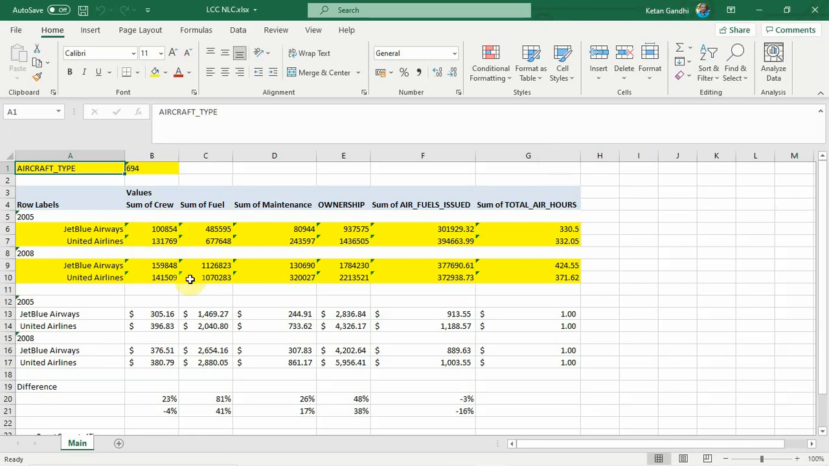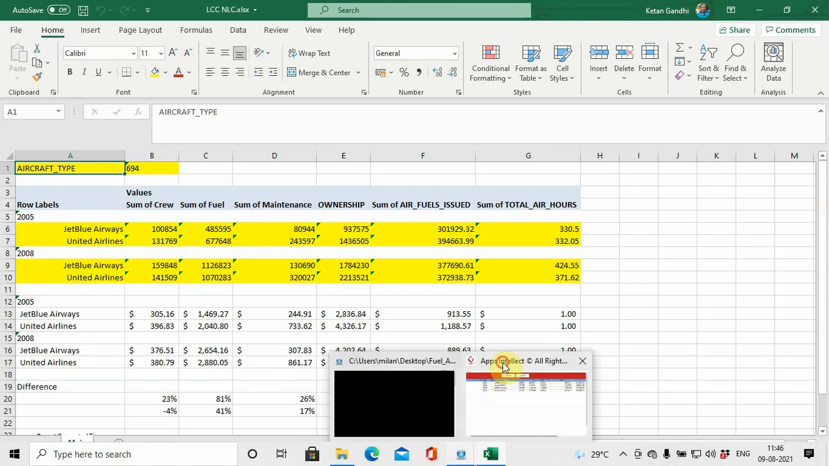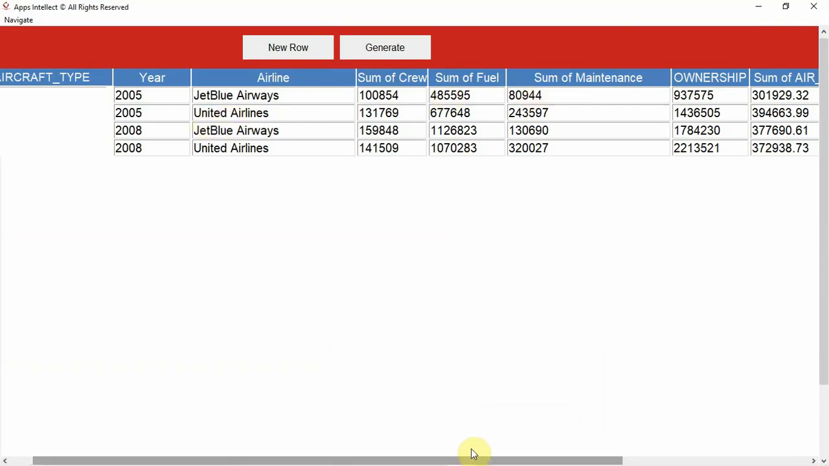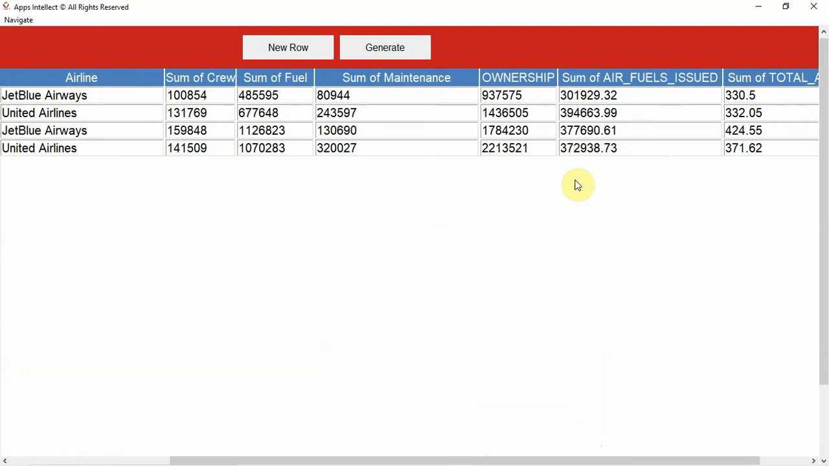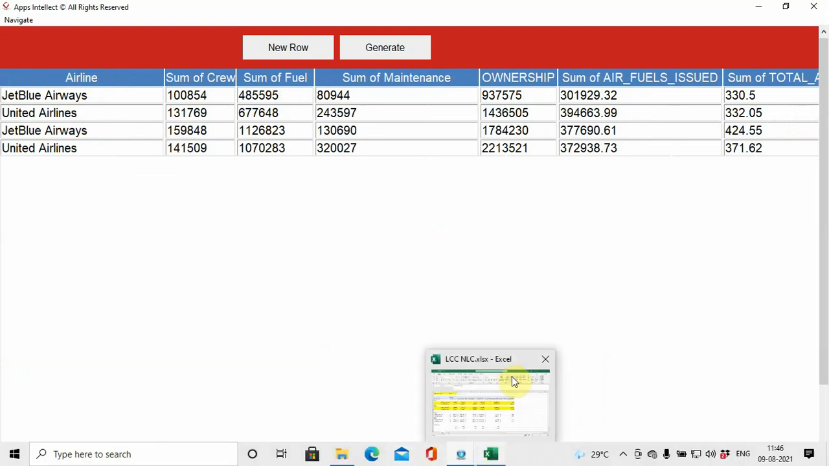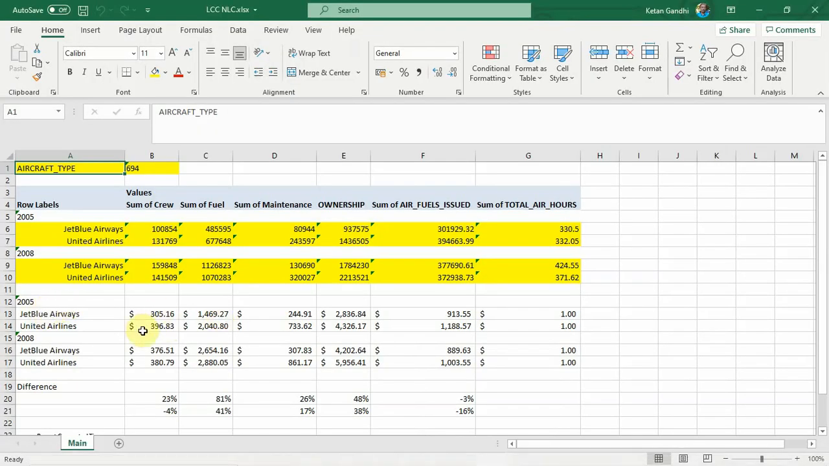The yellow highlighted cells are the data which has been input here, and the output, the calculated part, is in white. So this is the input. First we'll look at the columns. This is the year 2005 for JetBlue Airways and United Airlines, and this is the year 2008 data for JetBlue Airways and United Airlines.